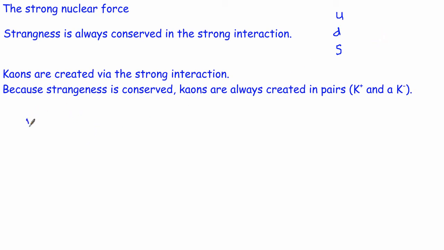So for example, if we take this thing here, we could do this. If we hit an antiproton and a proton together, we could make a K plus and a K minus meson, like that. Now if we look at all of our baryon numbers and charge and lepton numbers, then this equation is absolutely fine.